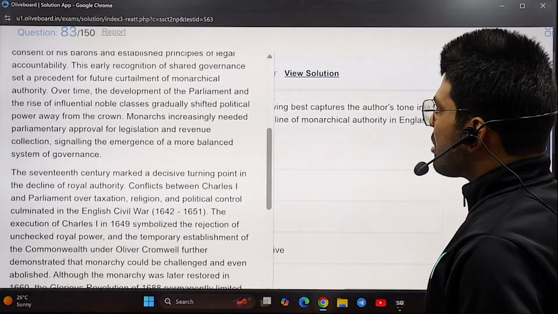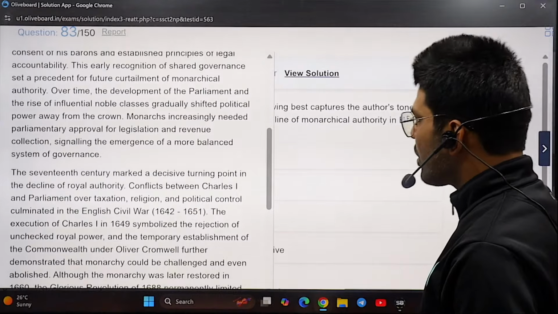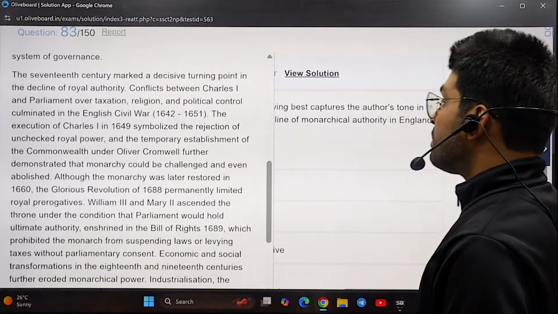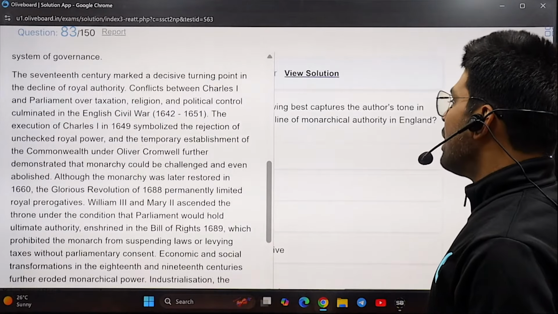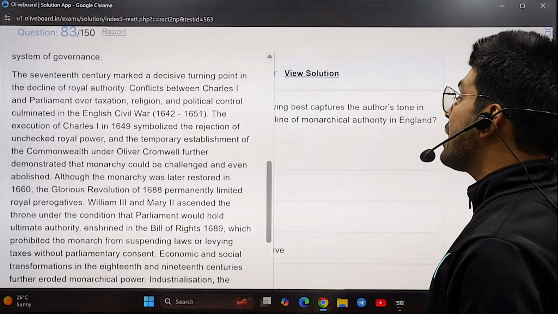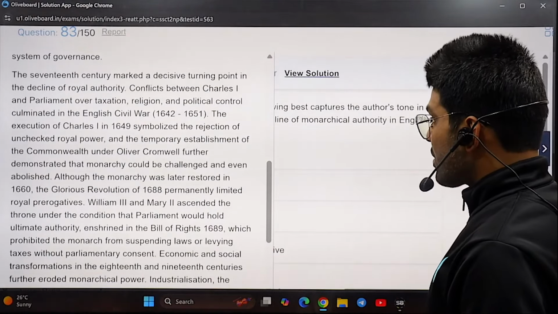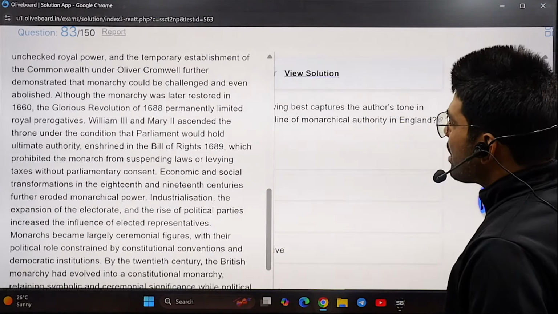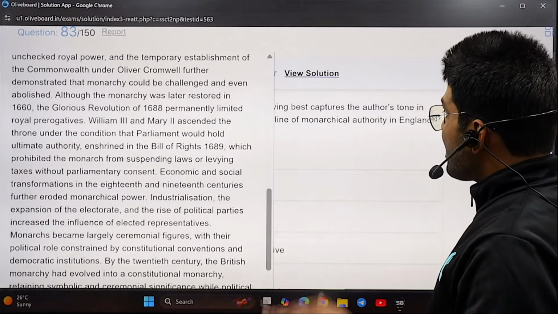Monarchs increasingly needed parliamentary approval for legislation and revenue collection, signaling the emergence of a more balanced system of governance. The 17th century marked a decisive turning point in the decline of royal authority. Conflicts between Charles I and Parliament over taxation, religion, and political control culminated in the English Civil War, 1642 to 1651. The execution of Charles I in 1649 symbolized the rejection of unchecked royal power and the temporary establishment of the Commonwealth under Oliver Cromwell, which further demonstrated that monarchy could be challenged and even abolished.